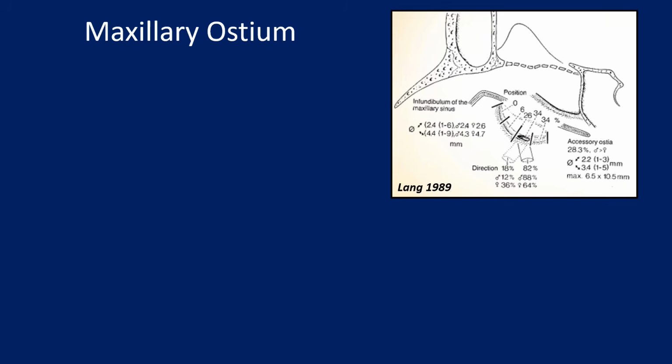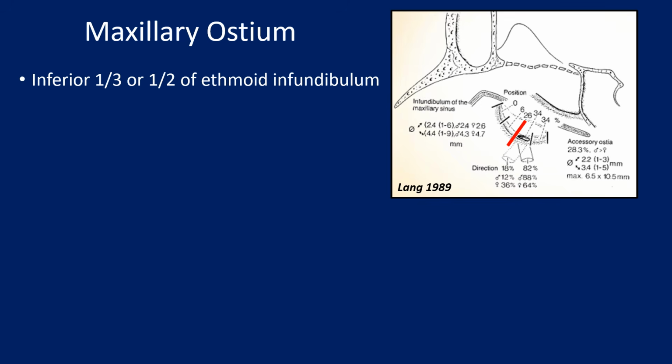Okay, now the next sort of thought process that goes through your head when you're doing a maxillary antrostomy is uncinectomy and identifying the maxillary ostium. Okay, and I think we all know just by word of mouth where the ostium typically is located, but I like this original paper that was pretty awesome. I mean, they did a lot of analysis here. So yes, it's located in the inferior third or half of the ethmoid infundibulum.